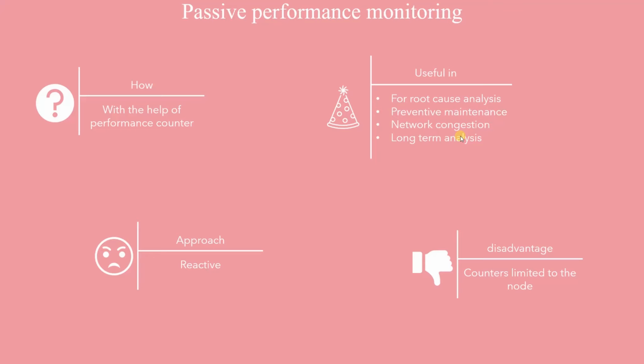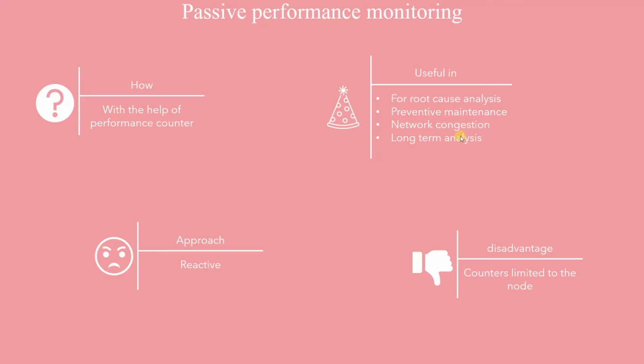And it's also useful in long-term analysis. If you have a database for the last 2 to 3 years, we can easily predict how the network behaves on weekends and weekdays, how it performs in summer, how it performs in winter. We can correlate with the previous year's database. So these counters help to do long-term analysis.